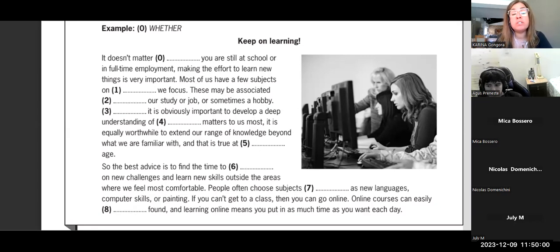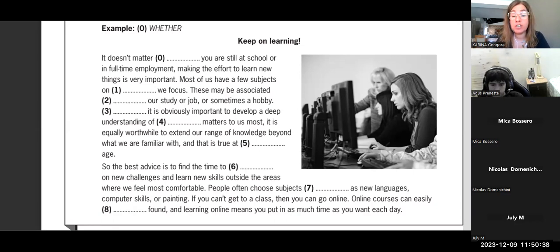Though it is obviously important to develop a deep understanding of what matters to us most. Very good. It is equally worthwhile to extend our range of knowledge beyond what we are familiar with. And that is true at any, very good, any age. So the best advice is to find the time to take on new challenges and learn new skills outside the areas where we feel most comfortable.